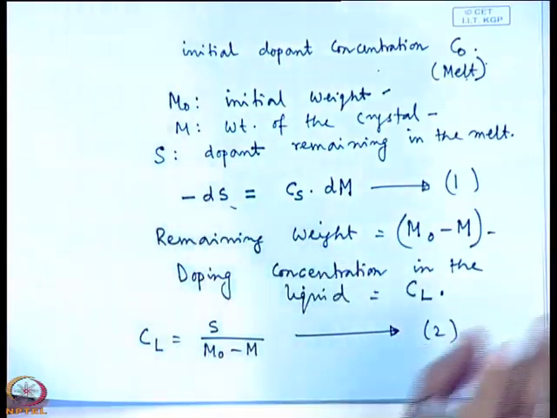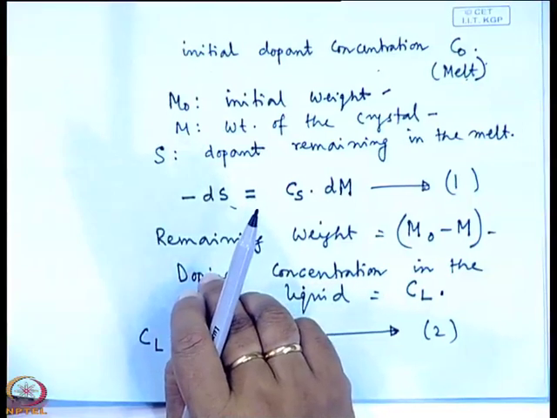The weight of the melt will be decreasing. M0, yes, and if M of crystal is grown, that means the same amount is consumed. If M weight of the crystal is grown, that means M of melt is consumed. So, the remaining will be M0 minus M. Your melt was M0, and M amount of crystal has grown, M by weight obviously. So, that means from the melt M amount is consumed. So, remaining is M0 minus M.